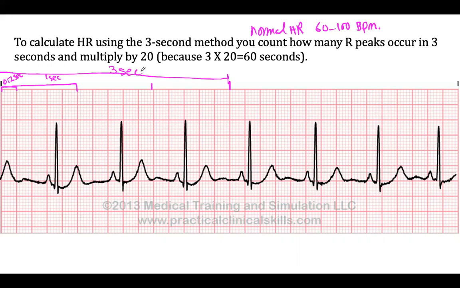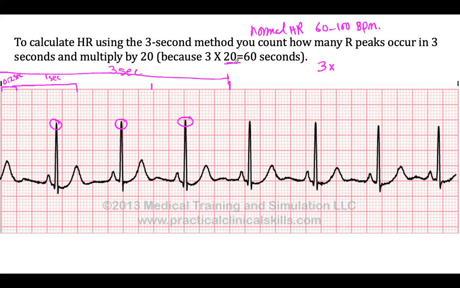And what I'm going to count is how many R peaks I have within these 3 seconds. Here is my first R peak, here's my second R peak, and here's my third peak. So I'm going to say there are 3 peaks, right? Now, where does this 20 come from?